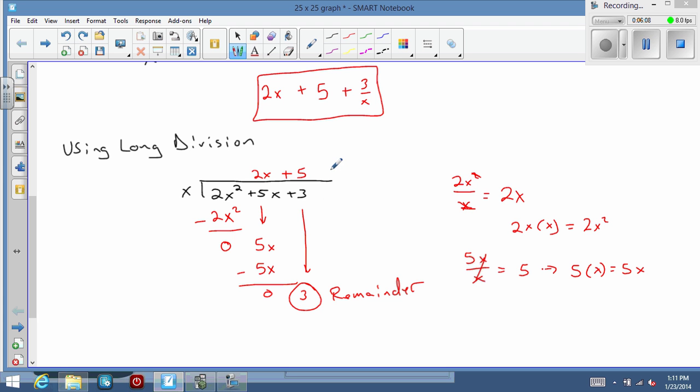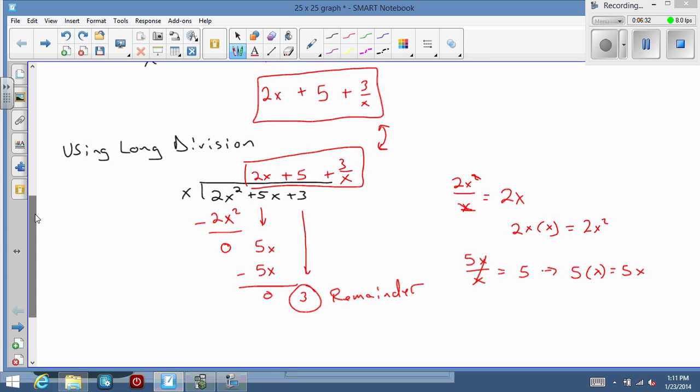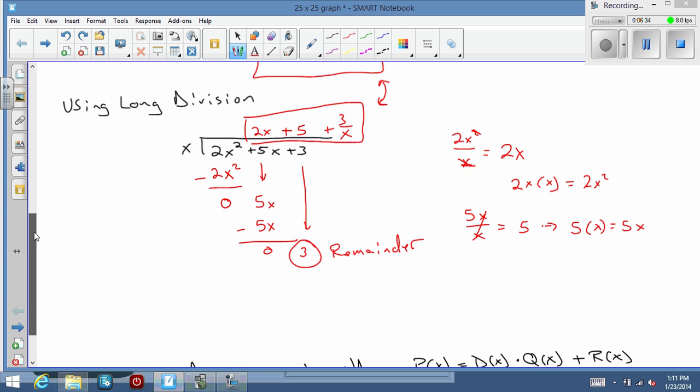And so I could put plus 3 over x. And here you could see my answer is 2x plus 5 plus 3 over x, which was the same as what we got up above. And we used long division. Now, that was an oversimplified method of long division, but I wanted to show you that process.